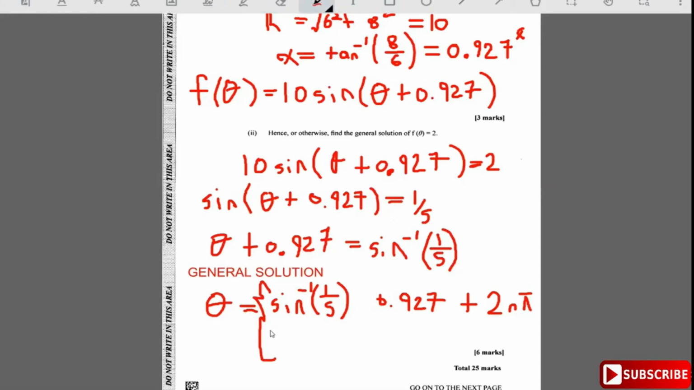Another possible answer will be pi minus sine inverse of 1 over 5, minus 0.927. You need to put a bracket to show that you work out the pi minus this first, plus 2n pi. That's the general solution.